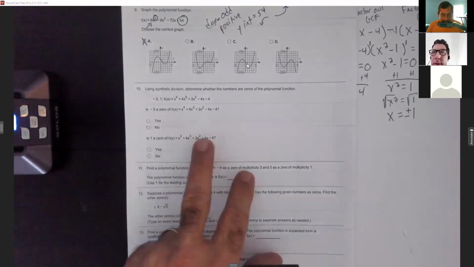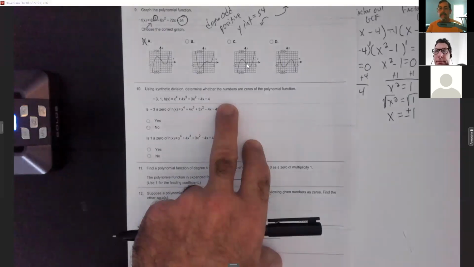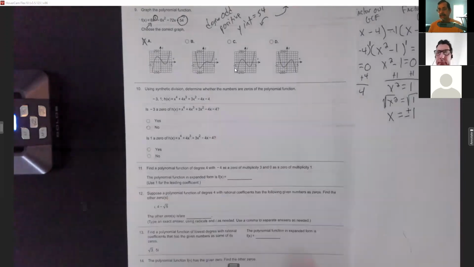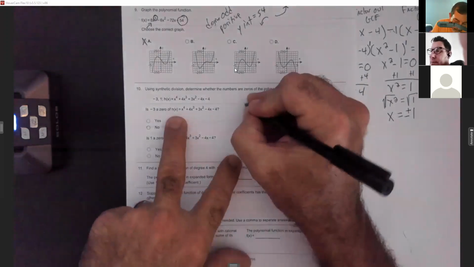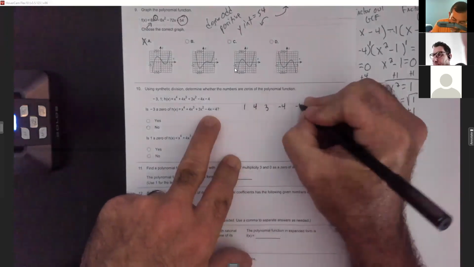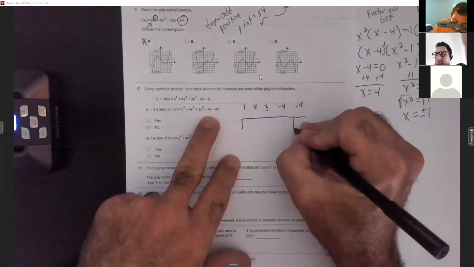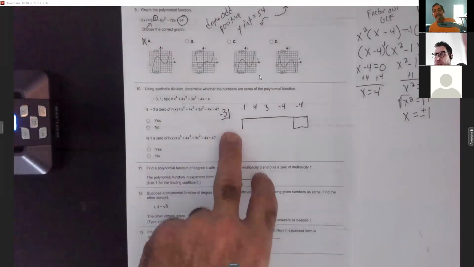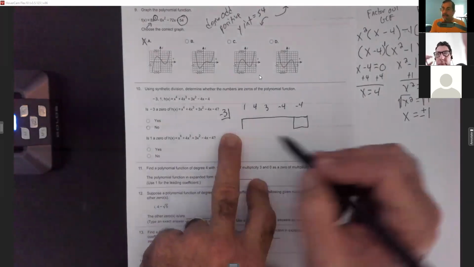All right, next I want to know, using synthetic division, determine whether these numbers are zeros. If they're going to be zeros, then that remainder has to be 0, okay? So let's do the first one. We got to write out our coefficients. So 1, 4, 3, -4, -4. And I'm going to draw my box. So the first number I'm checking is this -3, so it becomes my C. So we're looking for a 0 remainder to get a yes. Any other remainder is going to be a no.